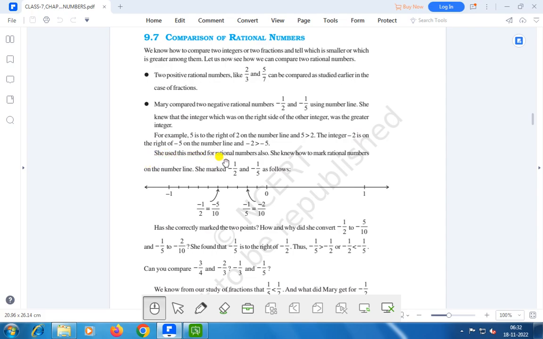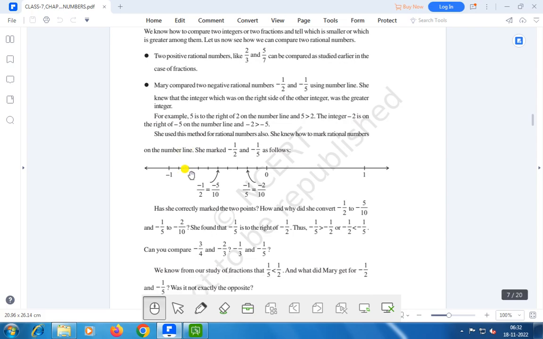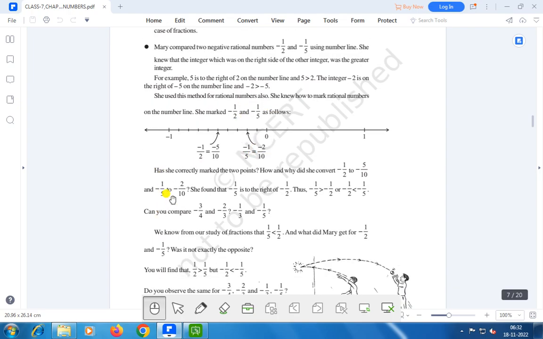She used this method for rational numbers also. She knew how to mark rational numbers on the number line. She marked minus 1 by 2 here and minus 1 by 5 here. Has she correctly marked the 2 points? How and why did she convert minus 1 by 2 to minus 5 by 10 and minus 1 by 5 to minus 2 by 10?